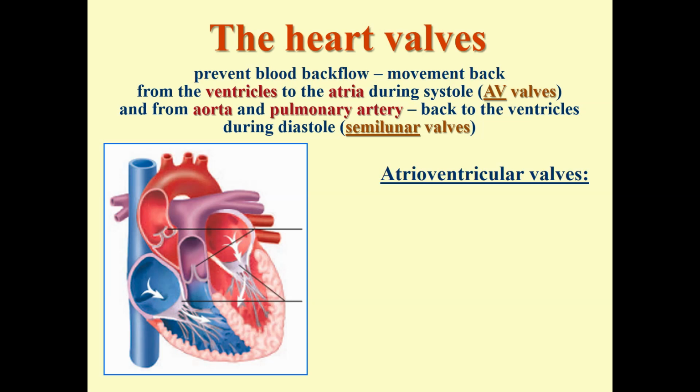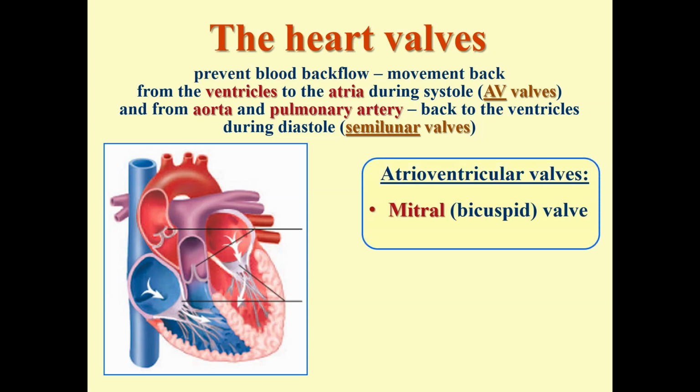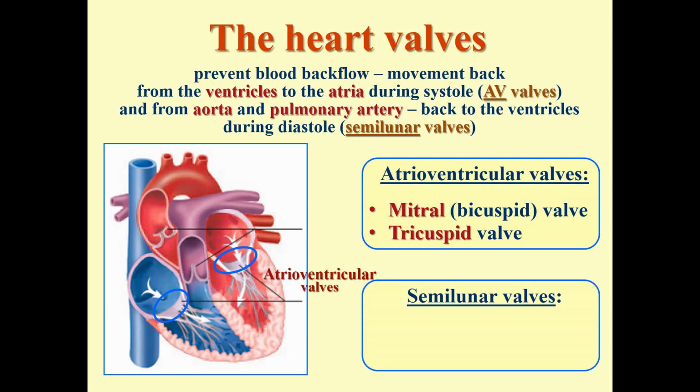Atrioventricular valves, there are two of them: mitral, or bicuspid valve, for the left side, and the tricuspid valve for the right side, between right atrium and ventricle. The semilunar valves are aortic valve and pulmonary artery valve. Due to normal function of these valves, blood goes only in one direction and does not go back. There is no backflow naturally.